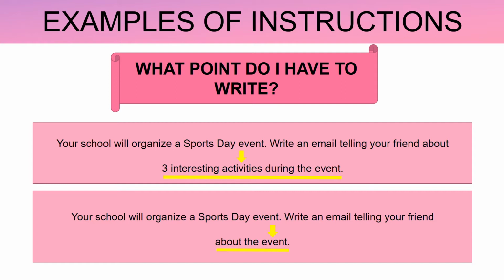So for the second instruction, you are not limited to write only about the activities, but you can also include the day of the event, the time of the event, and also the venue of the event. And you have to remember that for section B, you can only write between 50 to 80 words. So if the question asks you to write about activities, just focus on writing about the activities. Don't waste your word limit by writing about other points.